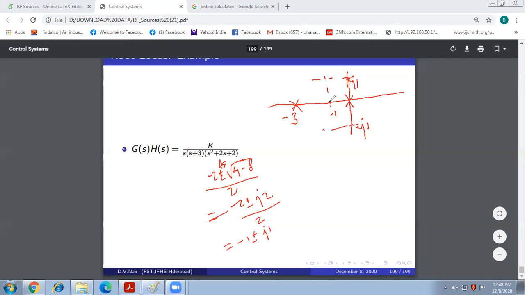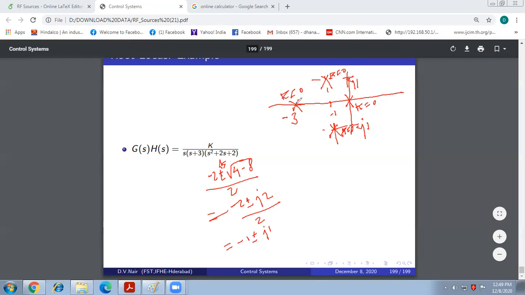So when you have one pole will be here, this pole will correspond to -1 plus j1, and one pole will be here, this pole will correspond to -1 minus j1, right? So you have got the positions of all open loop poles of the transfer function. So there will be total 4 root locus branches, each starting at an open loop pole when k is equal to 0. Here it starts with k equal to 0.